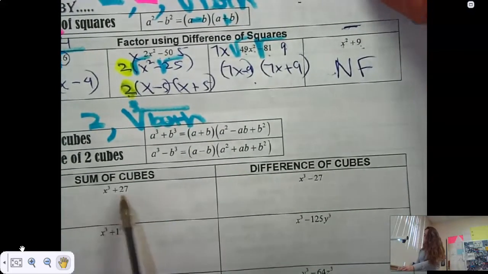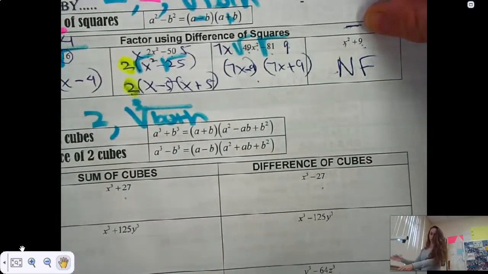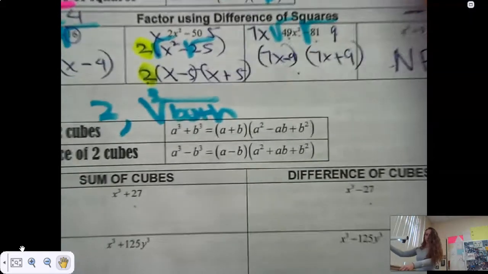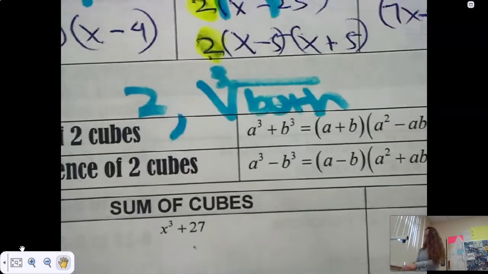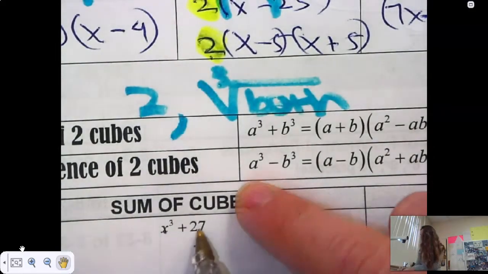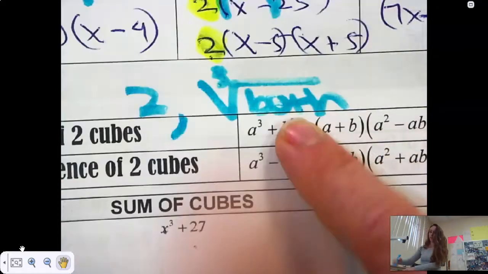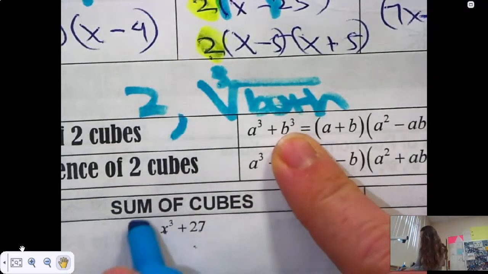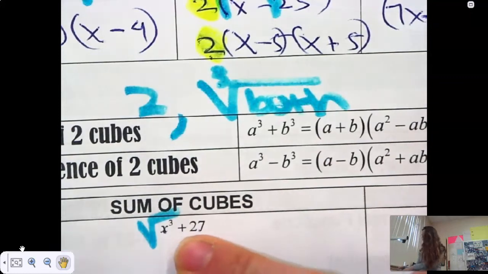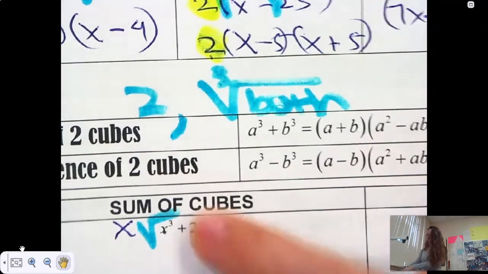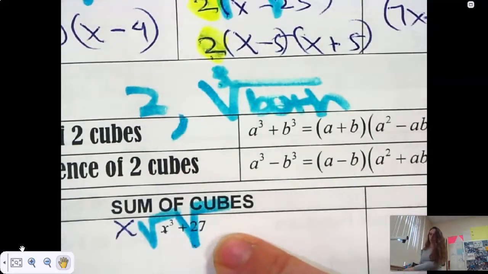Okay, so what do? Let me zoom it in. And you'll notice that these are very similar. There's the plus and the minus. I want you to see how they relate to each other. Okay, so based on the rules, there has to be two of them, and I have to be able to cube root both. I can. So I'm going to do cube root. What times what times what is x cubed? X. What times what times what is 27?